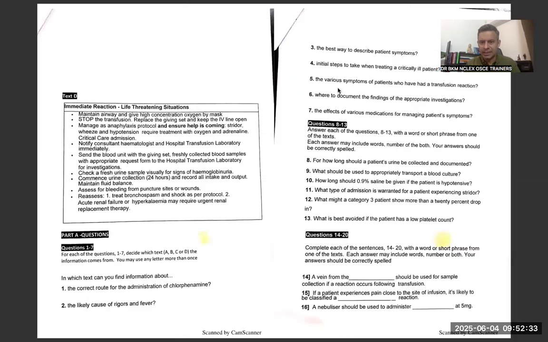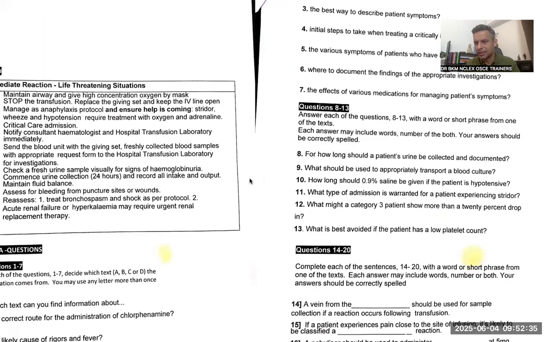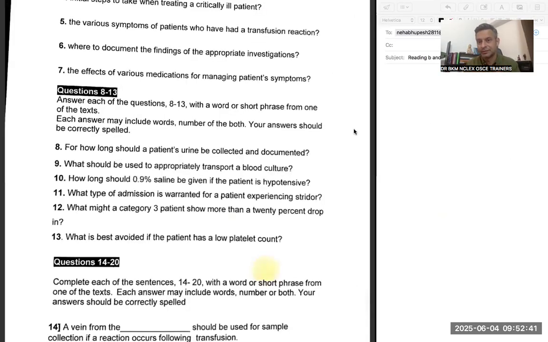Now comes the next thing, question number 8. If you will see now please, now try to understand why did we do from question number 1 to 7. I don't know what's happening.